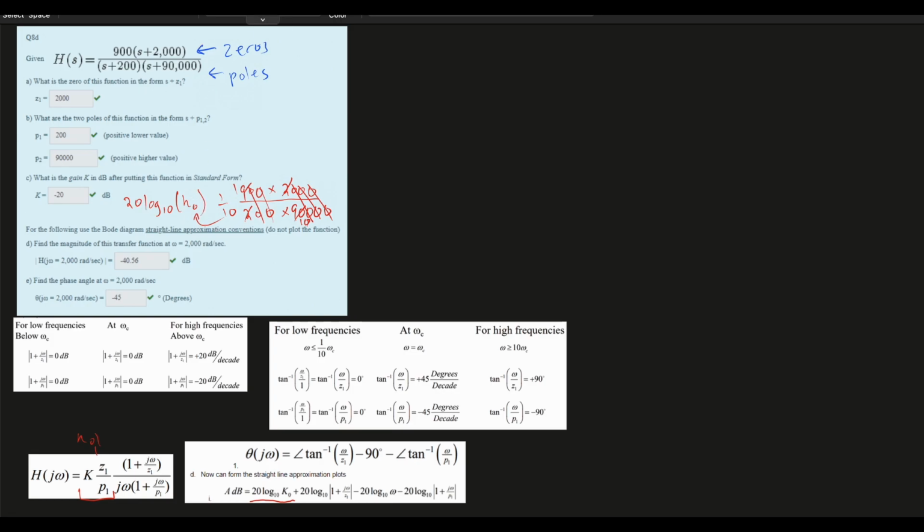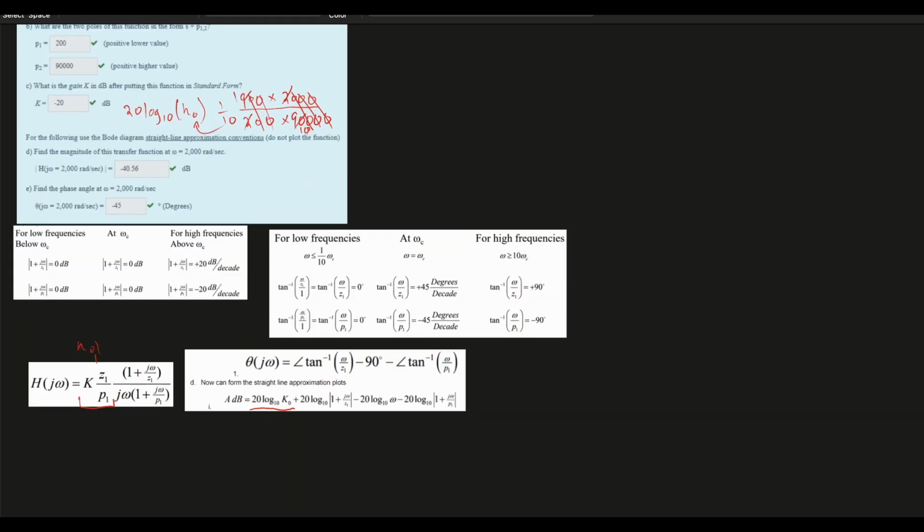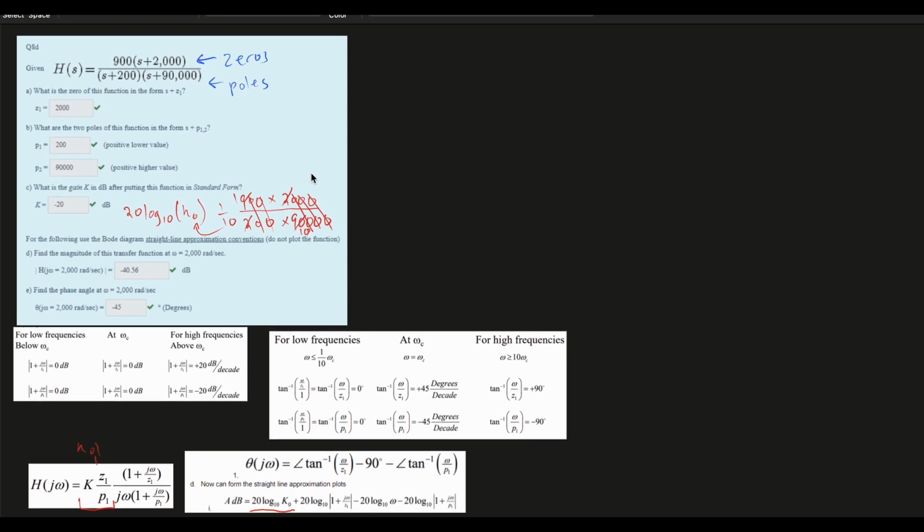Now in previous videos, I've only provided these two things right here. Well, what we really should be looking at is this. And both of these parts of notes can be found in the notes linked below the like button in the description. So using these, we're going to find our d and our e. For our d, we need to find the magnitude of the transfer function at omega equals 2000 rads per second.